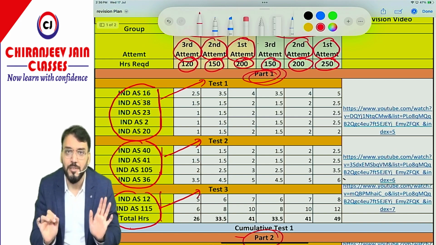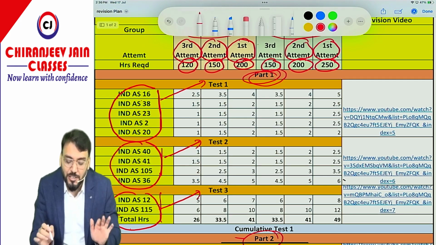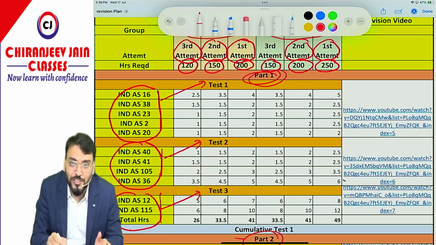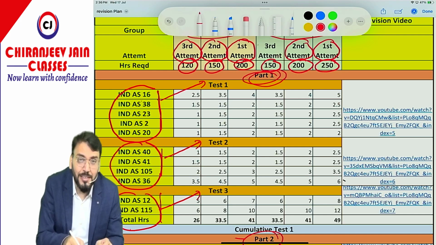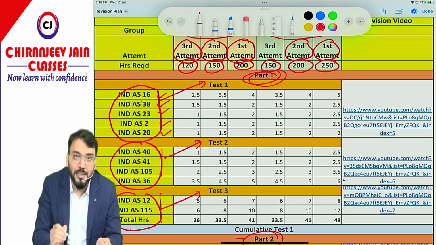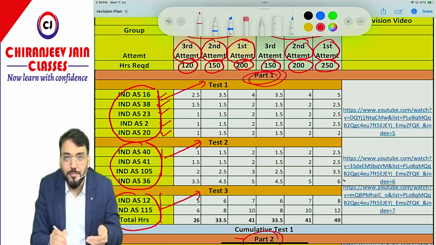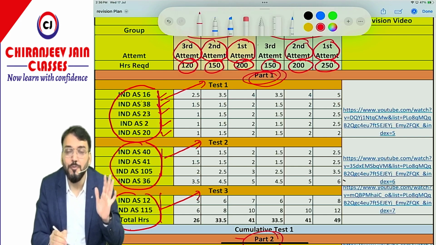Now coming to the part-wise preparation, you need to start your revision whether you are in any category. It can be your first attempt, your second attempt, your third or more attempt. Start with Part 1, chapter number 1, Ind AS 16. Then Ind AS 38, Ind AS 23, Ind AS 2, Ind AS 20. Revise that chapter, and write test 1 if you want to write.